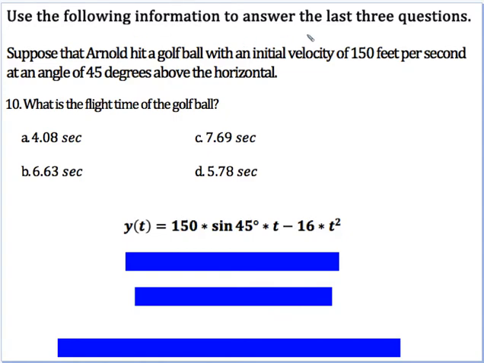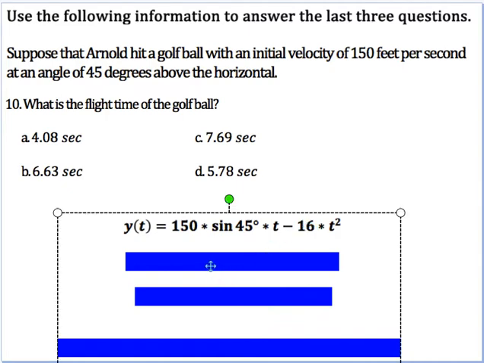All right, so use the following information to answer the last 3 questions. Suppose Arnold hit a golf ball with an initial velocity of 150 feet per second at an angle of 45 degrees above the horizontal. Gee, this probably seems really familiar to you guys. And I want to know what is the flight time of the golf ball. Okay, so because I'm dealing with the flight time, my y is going to be 0, so I'm just dealing with my y equation. Make sure you set it up correctly. It's feet per second, so I'm using 16 here instead of 4.9.